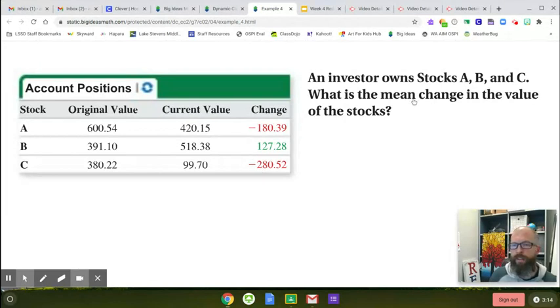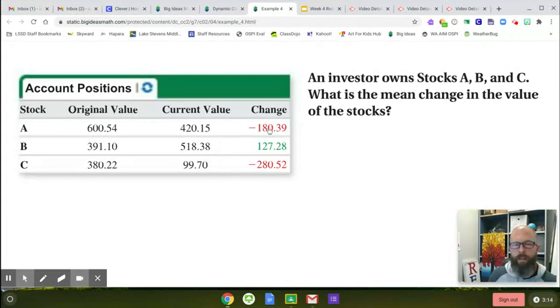It says, what is the mean change in the value of the stock? So mean is another weird math term for average. What's the average change? So how do we find the average? We have to know how many numbers there are. And here there's 3 numbers. So we add them all together, and then we divide by 3 because there's 3 numbers. If you had 10 numbers, you would divide by 10.